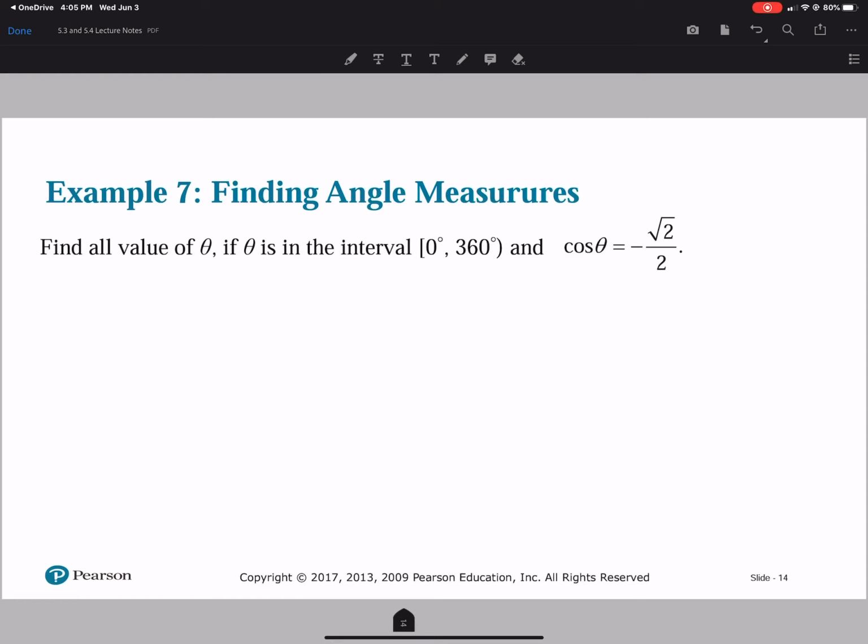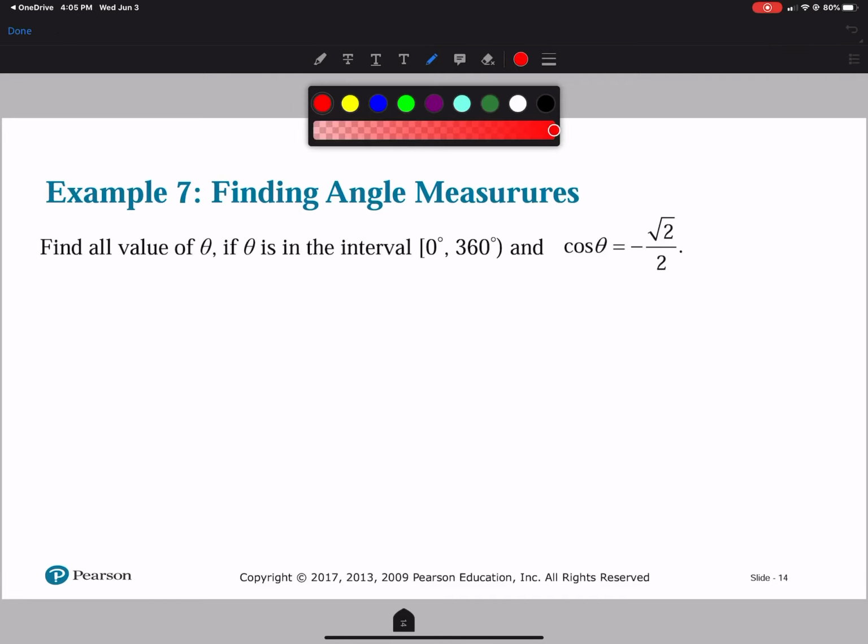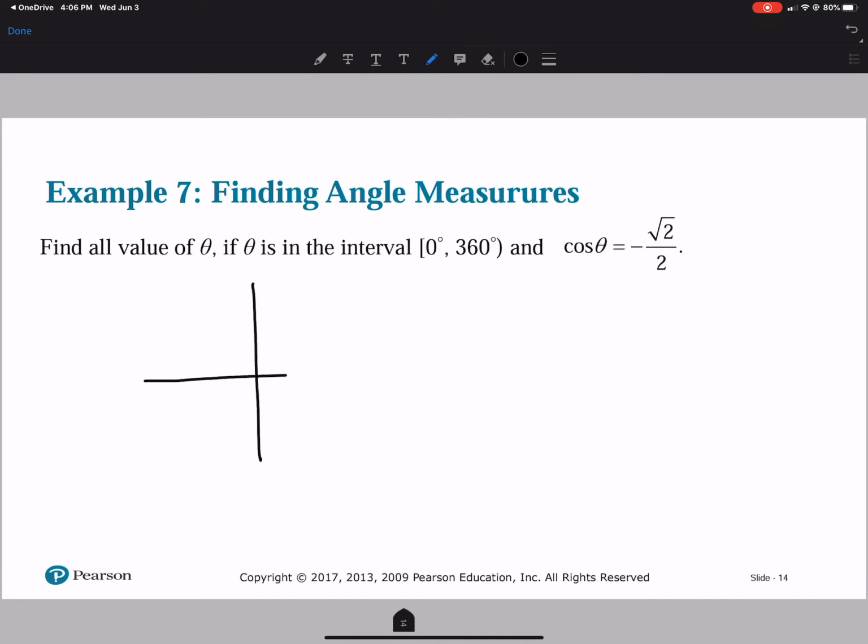So now it says find all values of theta if theta is in the interval from 0 to 360 and cosine of theta is equal to negative square root of 2 over 2. So we're basically finding the what? The values, right? So let's look at this. Now, personally, if we're looking for the values, we know that they can only be in 2 quadrants.